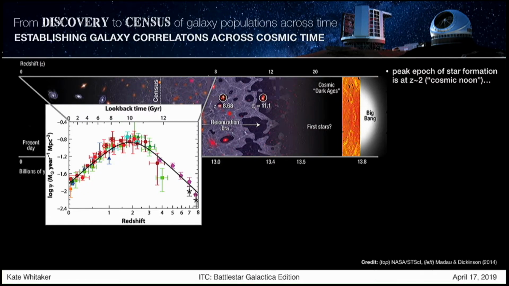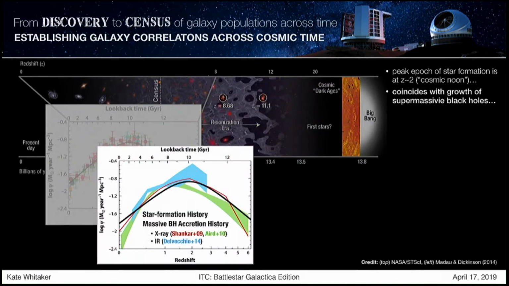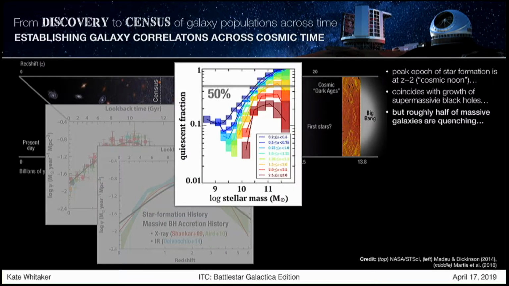And so we now really have a great census of when star formation was occurring, with the peak at cosmic noon. This also happens to be the peak of supermassive black hole activity around a similar epoch in our universe. And this is also where the most massive galaxies are rapidly shutting down, and something is stopping their star formation around roughly cosmic noon.